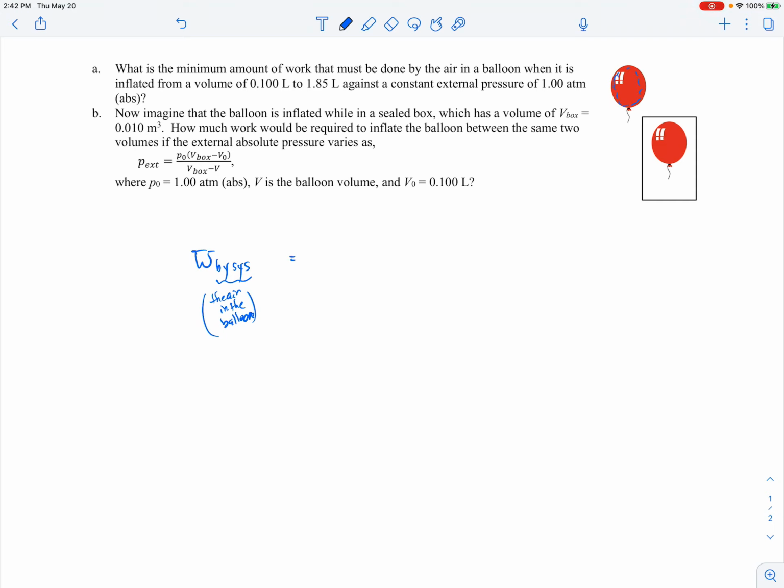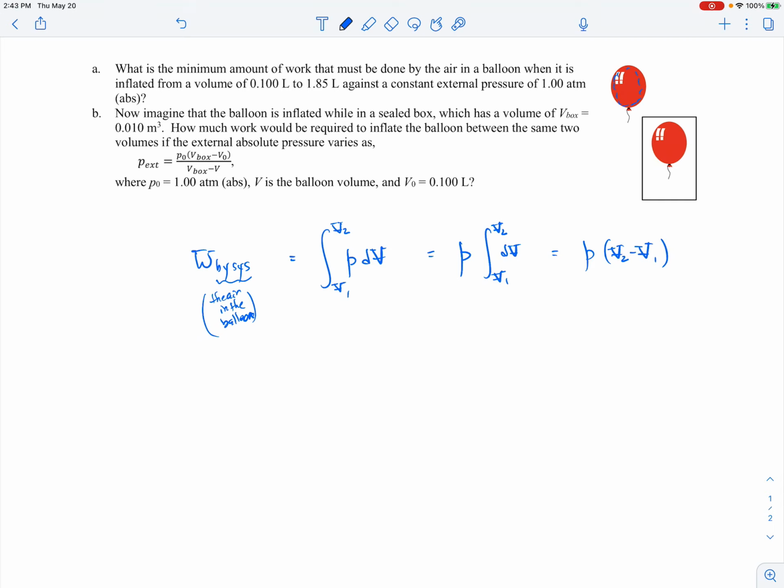That PDV work will be equal to the integral of the pressure inside the balloon times the change in volume as we go from some initial volume, call it V1, to some final volume, V2. So that's the work being done by the air inside the balloon. In this case, the external pressure is just 1 atmosphere, so we can pull that pressure outside the integral because it's a constant. You can only do that if the pressure is a constant. And then, of course, this just becomes P times V2 minus V1 when you work out that integral.